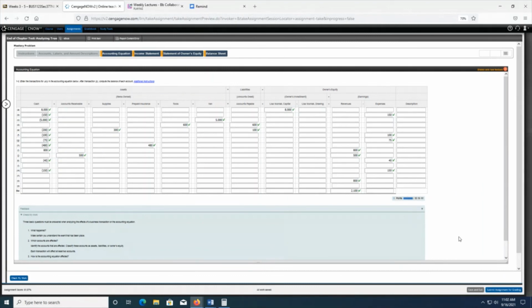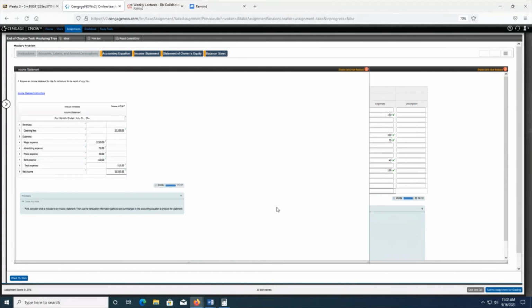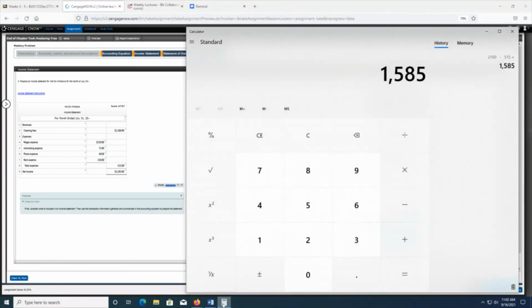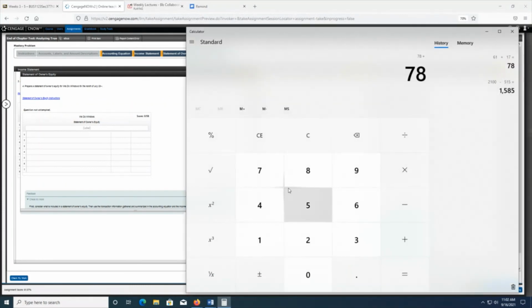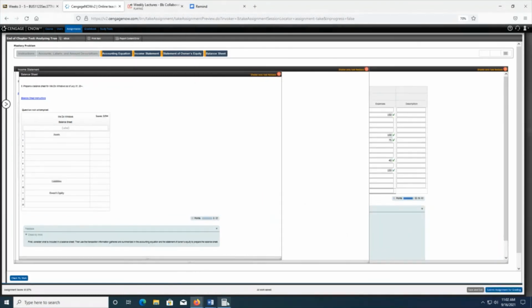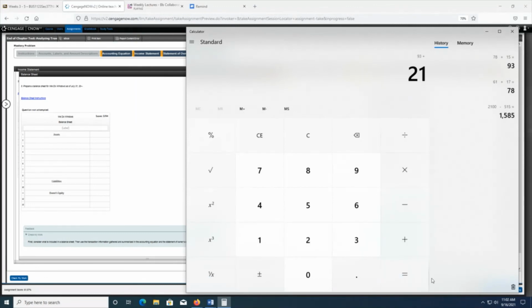If you just did this, and you did it all and submitted it, then you would get 61 points. The income statement is worth an additional 17 points, so 61 plus 17. So the income statement and accounting equation are worth 78 points. The statement of owner's equity is worth 15 points, so let's add another 15. And the balance sheet is worth 21 points, so let's add another 21. So this one problem is worth 114 points. If you don't do it, you've got a 0 out of 114.